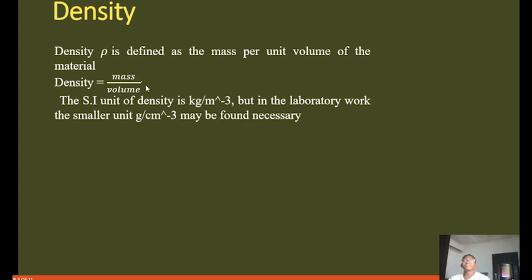For a liquid, density is also defined as the mass per unit volume of the material, so density is mass over volume. After checking the volume of the liquid, maybe using the measuring cylinder, you then check the mass and divide by it. It will give you the density. The SI unit of density is kg per meter cube, but in the laboratory, the smaller unit, gram per cm cube, may be found necessary.